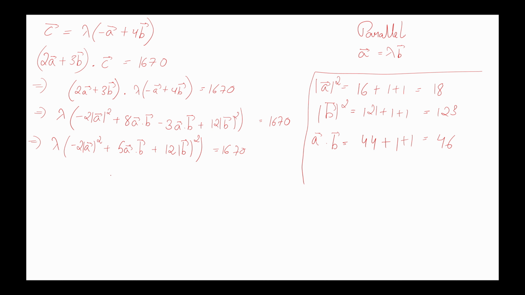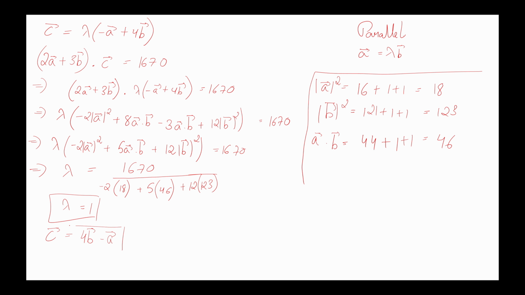Now let us substitute these values in this equation. So from here what do we get? Lambda to be 1670 divided by minus 2 times 18 plus 5 times 46 plus 12 times 123. And upon solving this entire equation, what are we going to get? Lambda to be equal to 1. That means we found our lambda. Our C vector is nothing but 4B vector minus A vector. We've gotten our C vector.